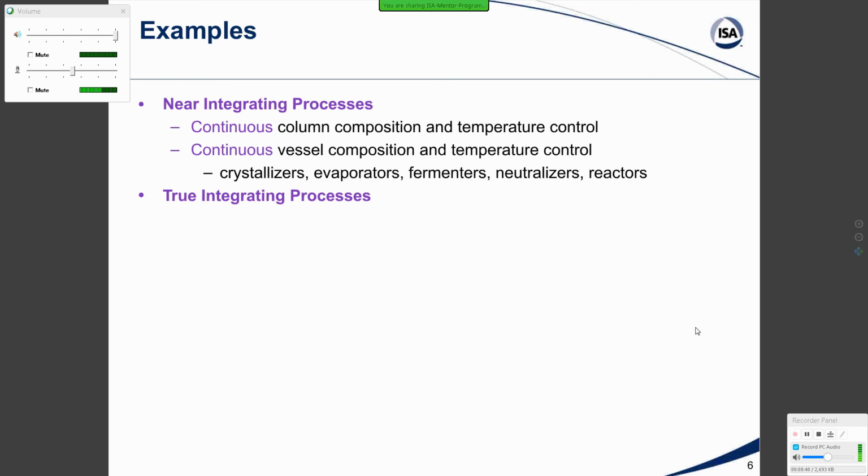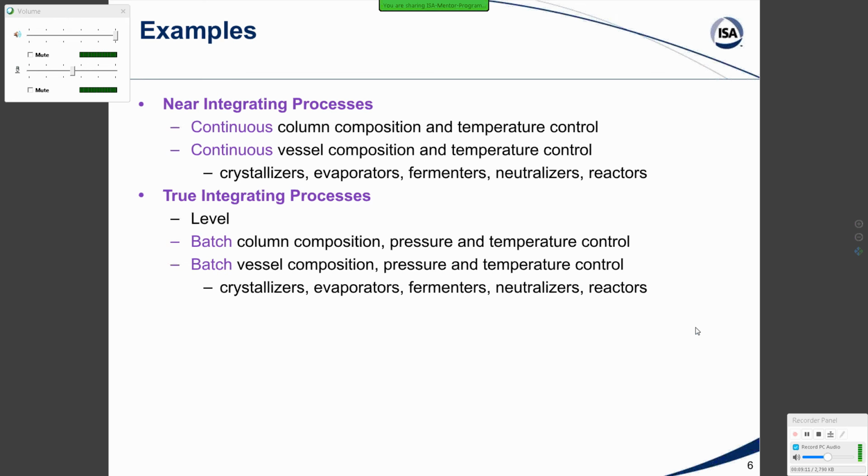True integrating processes, for example, the classic is level, where the level will ramp based on the difference between the flow going into and out of the volume. Then, not probably realized, is that batch column composition and temperature control, and also gas pressure control tends to be a true integrating process. And here, not only for columns, but for vessels. And we've got the same list of examples for vessels.